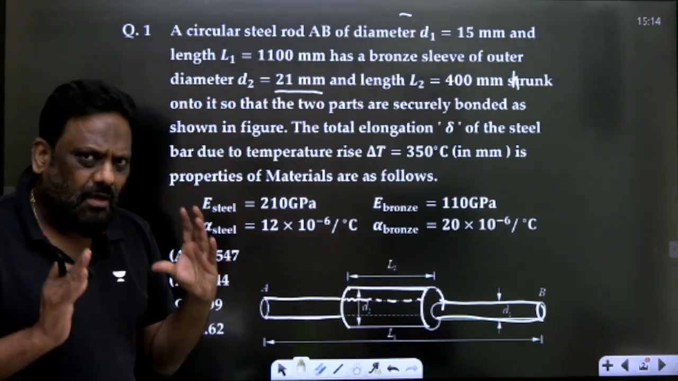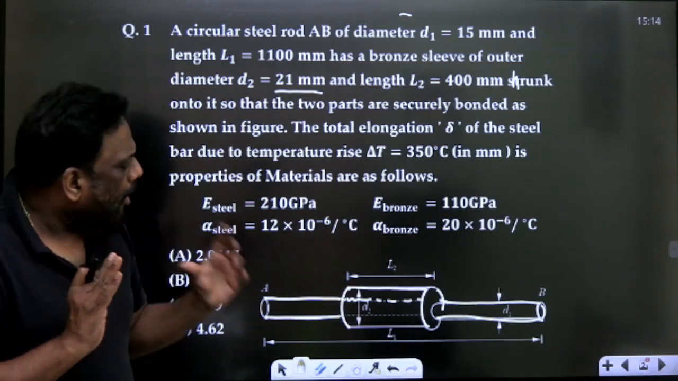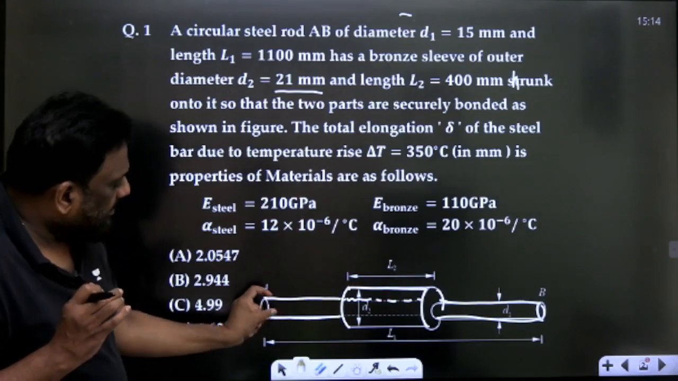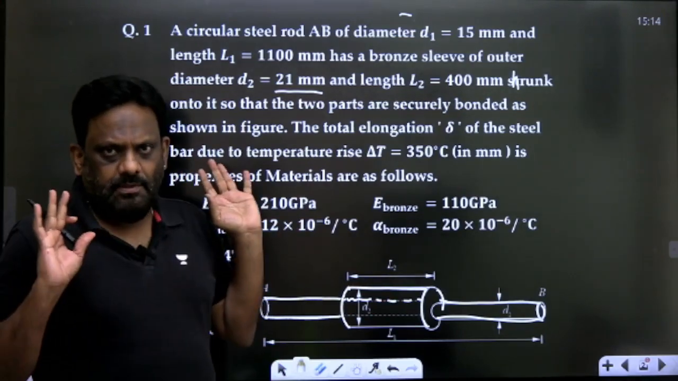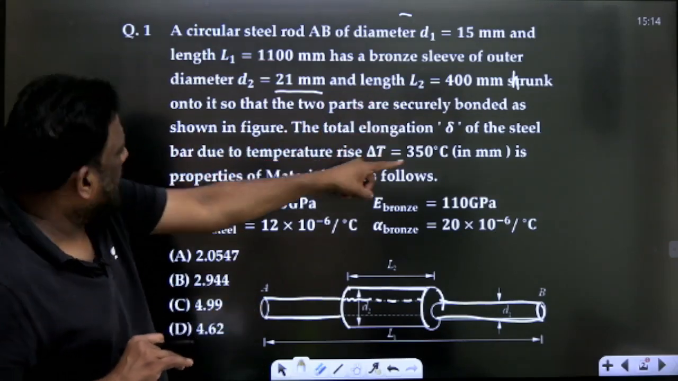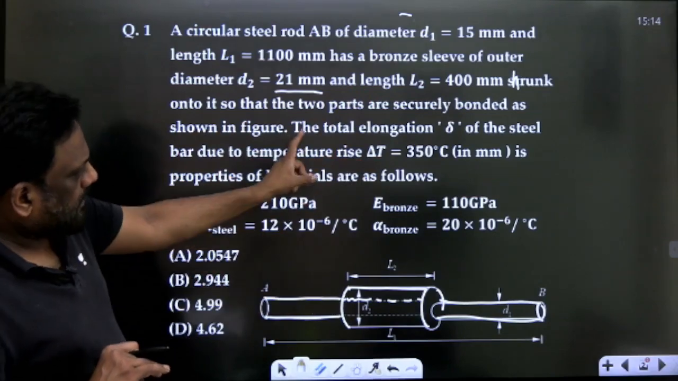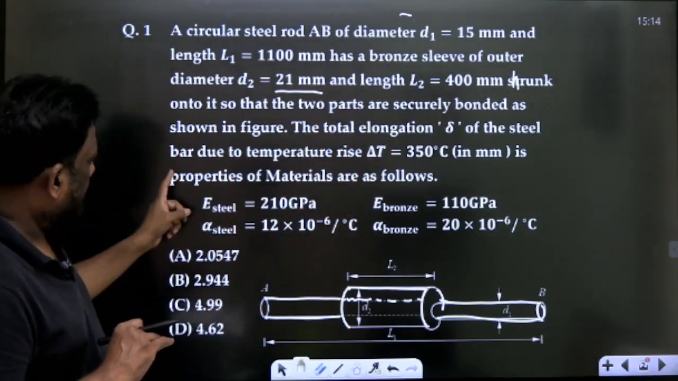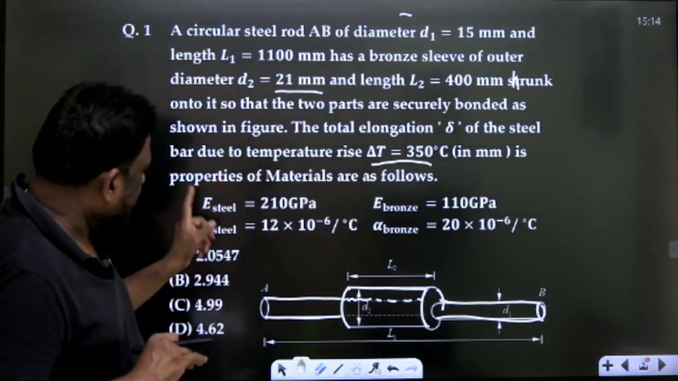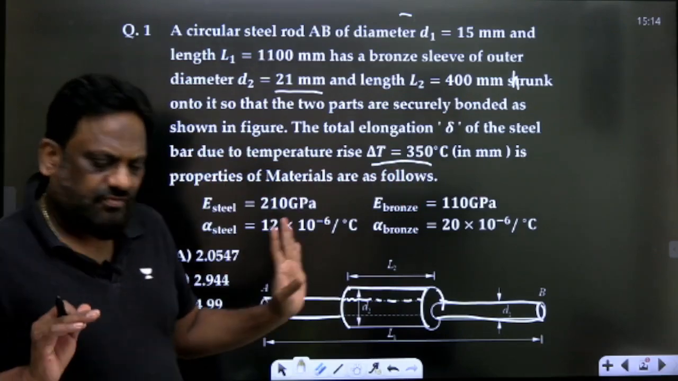A bronze sleeve of 400 mm length is shrunk on a 15 mm diameter steel rod. Now, so that these two parts are securely bonded as shown in the figure. The total elongation of steel bar due to the temperature rise of 350 degrees centigrade is, and different properties are given. Must question hai sir.